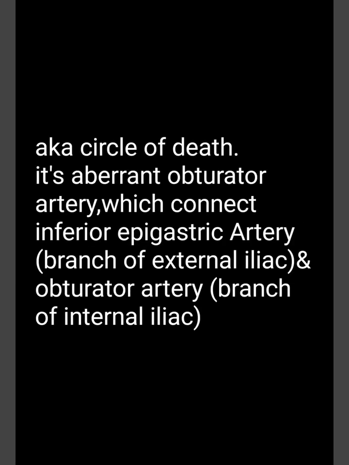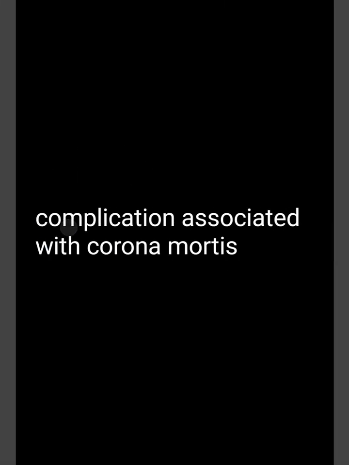What's corona mortis? AKA circle of death. It's aberrant obturator artery, which connects inferior epigastric artery, branch of external iliac, and obturator artery, branch of internal iliac. Complication associated with corona mortis. It lies just behind pubic tubercle and if injured causes torrential bleeding.